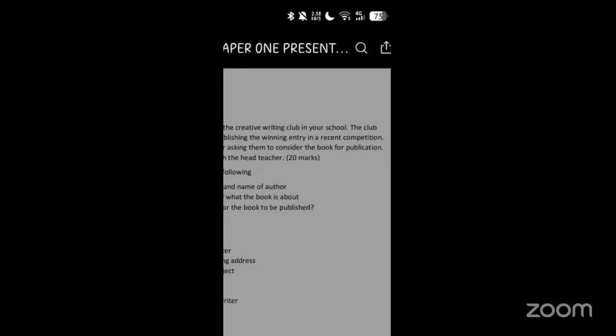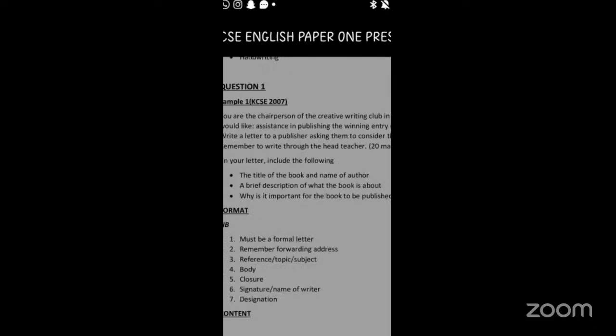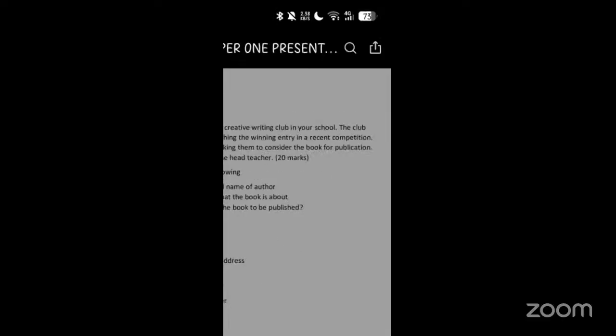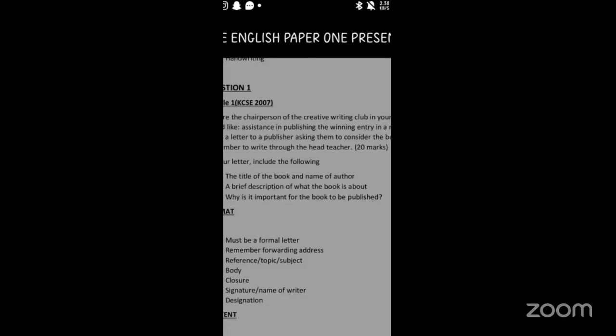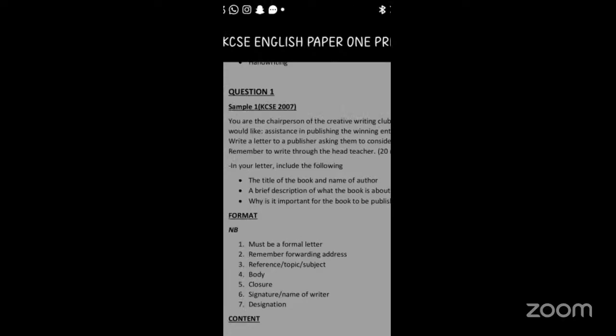Let me tell you, if you don't take time to understand what the question is asking, even if you are the best, you will get marks for format, but for content you will have fallen very low. So you're asking the publisher to consider your book for publication. Remember to write through the head teacher. You are being told in your letter, you must include the title of the book. Please, don't write a letter saying, we have a book and would want you to publish it for us, and then your story ends there.